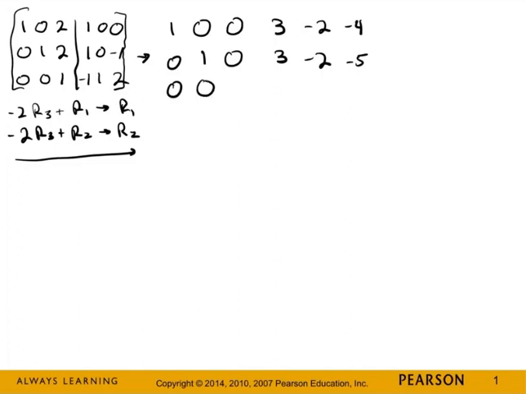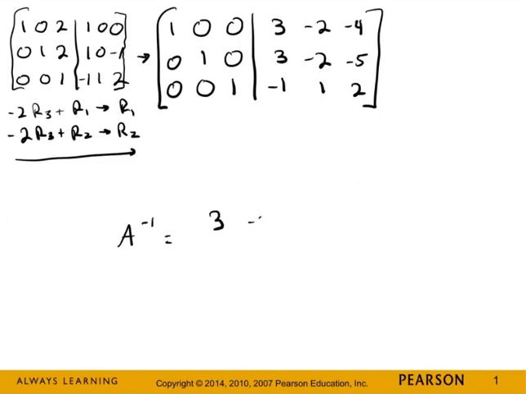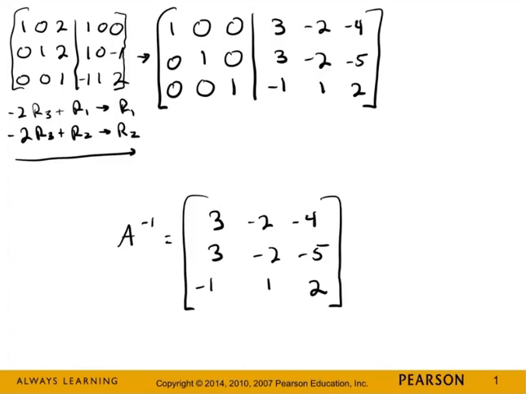So row 3 stays as is: negative 1, 1, 2. Now that we have officially gotten our identity matrix on the left, the claim is that the matrix B on the right is our inverse matrix. So our claim is that A inverse is 3, negative 2, negative 4, 3, negative 2, negative 5, negative 1, 1, and 2. Then we should verify by multiplying A times A inverse. We get identity, and switch the order. We need to verify that this is indeed our inverse, like we did in the previous example.